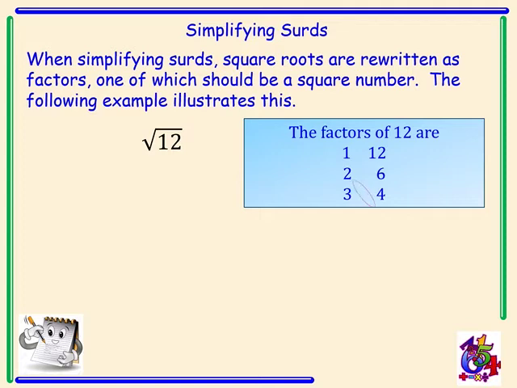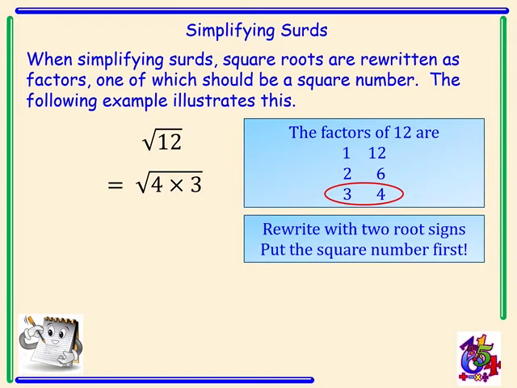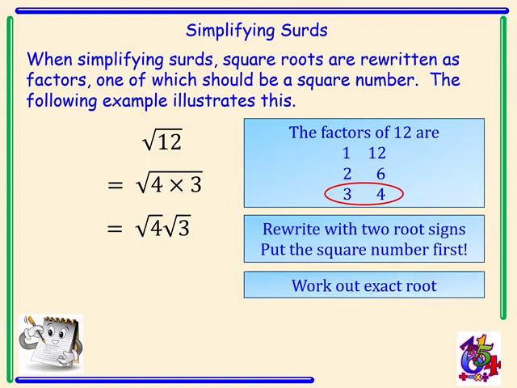The square number here is 4, therefore we are going to rewrite root 12 as root 4 times 3. If we have the square root of 4 times 3, we then rewrite with 2 root signs and we put the square number first. So that's root 4 times root 3. We then work out the exact root. We can take the exact root of root 4. 4 is a square number, and the square root of 4 is 2. So our final answer here is 2 root 3.